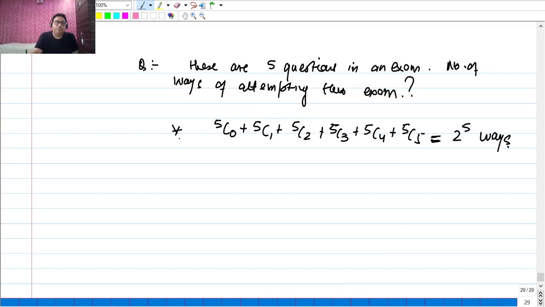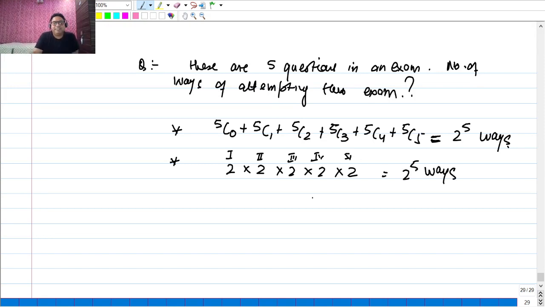Or one more way of understanding is, first question can be attempted in two ways, second in two, third in two, fourth in two, and fifth in two. So I'm writing first, second, third, fourth, and fifth, isn't it? So it's actually 2 to the power 5 ways. Got it, guys? Isn't this good? Choice is yours.